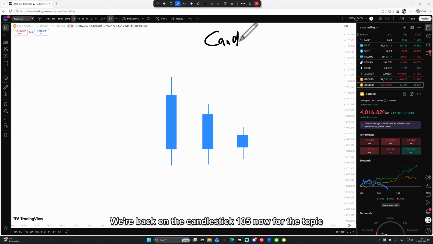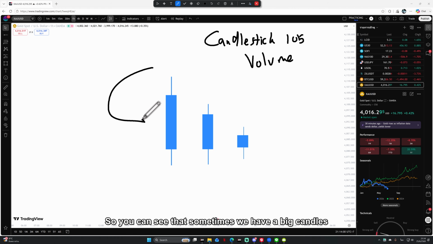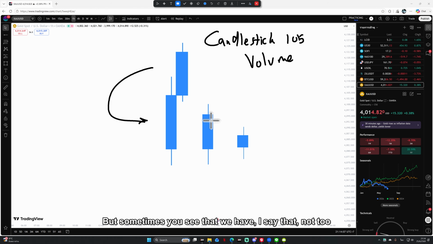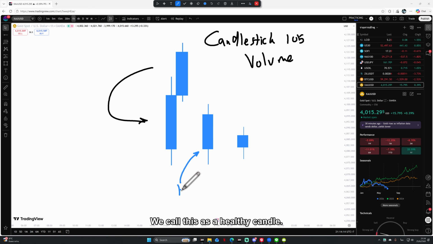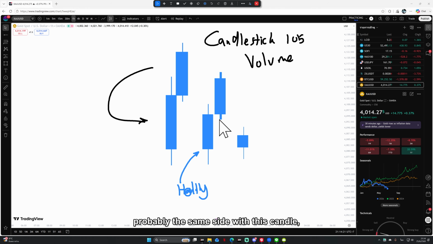We're back on Candlestick 105. Now, for the topic of Candlestick 105, we talk about the volume in the candles. So you can see that sometimes we have big candles like this, and usually price will go up further. But sometimes you see that we have not too big or too small candles. We call this a healthy candle. What the healthy candle does is that price will usually go up, probably in the same direction as this candle.